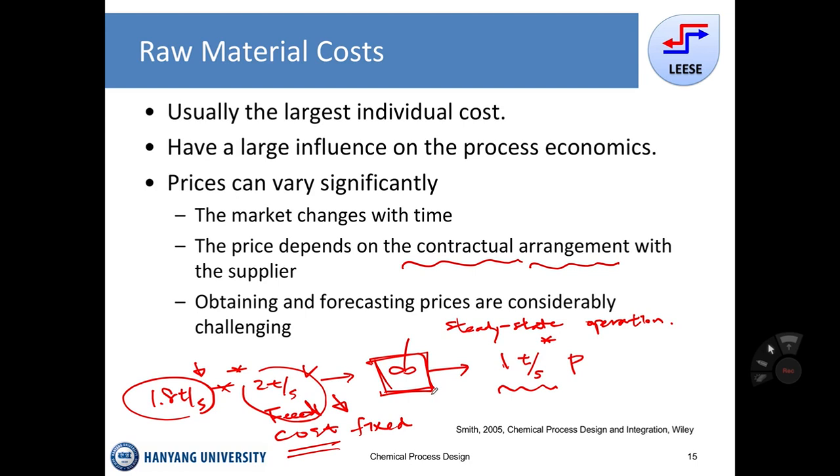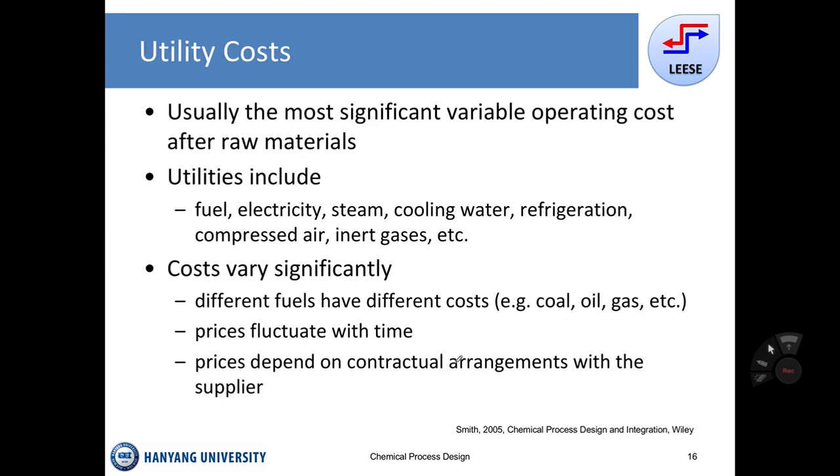Okay? So that is some limitations of reducing raw material cost, although that is the biggest element in operation cost. The second thing related with the operation cost is utility cost. So after the raw material cost, utility cost is probably the most important operating cost.